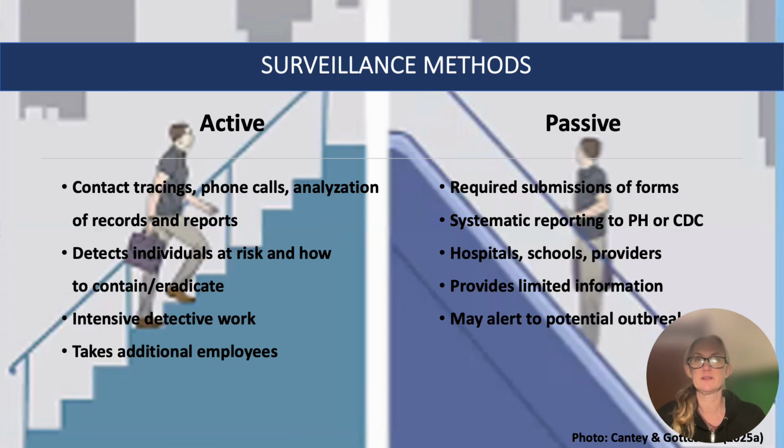Active and passive surveillance are two complementary approaches to monitoring disease outbreaks. Active surveillance methods include contact tracing, phone calls to exposed individuals, and a close review of reports and records. This approach is more resource-intensive as it requires additional staff and time. As a proactive strategy, this type of surveillance helps provide timely and precise information that can promote rapid intervention.